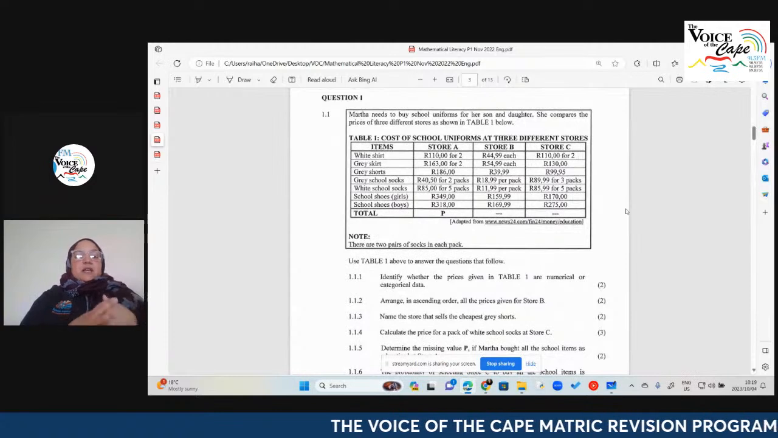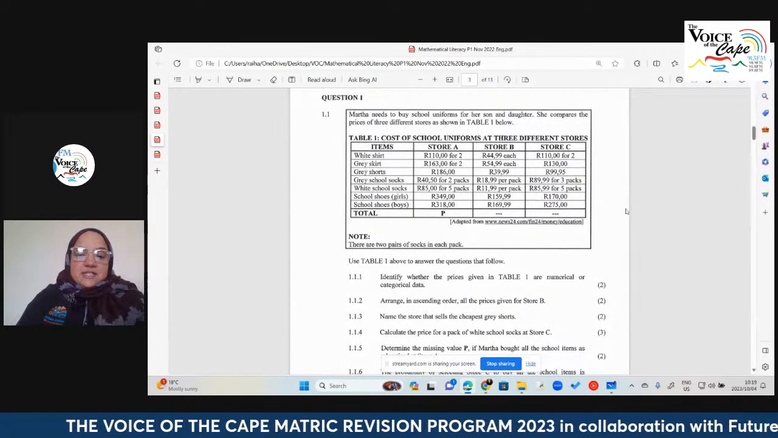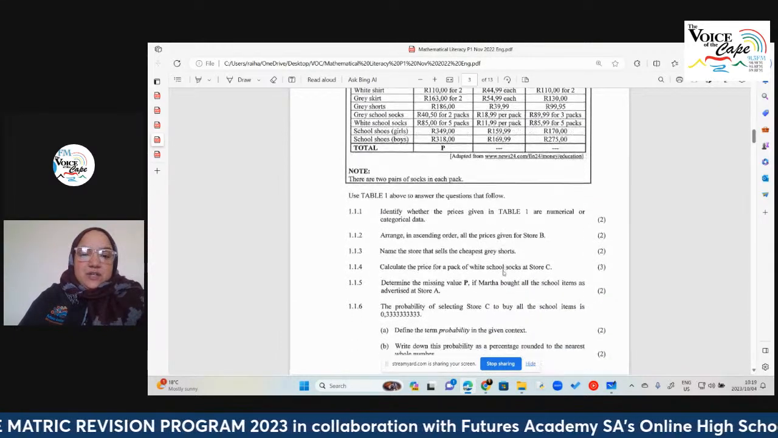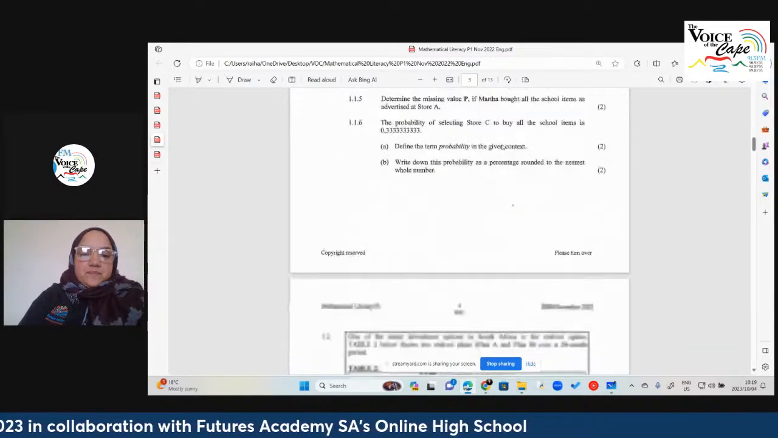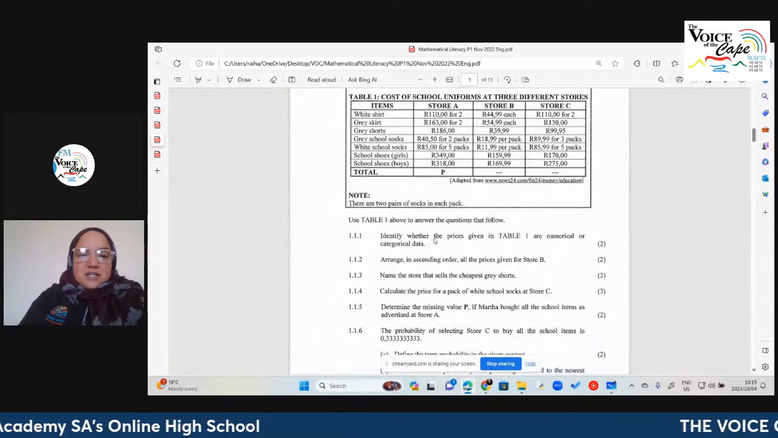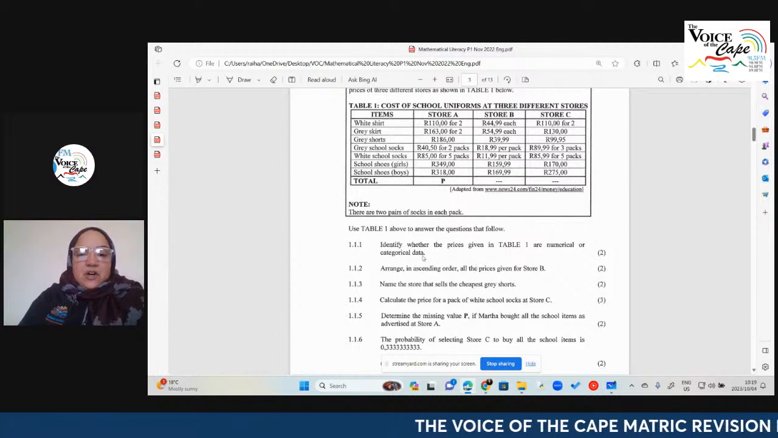Okay. So question one we said was level one, finance and data handling. And as you can see here, this is cost calculations. Okay, so that's all finance. No, no, no. So this is actually data handling. Categorical, numerical.